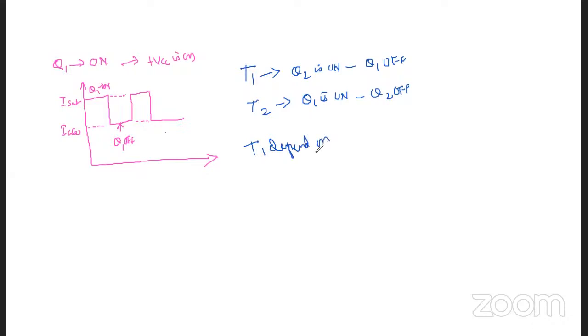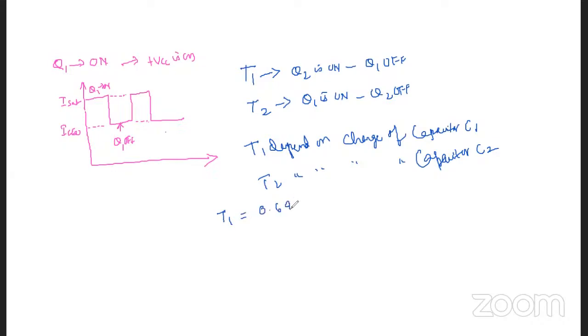So this T1 depends on the charge of capacitor C1, and this T2 depends upon the charge of capacitor C2. So this can provide the time periods here. Generally, T1 will be equal to 0.69 R1 C1.